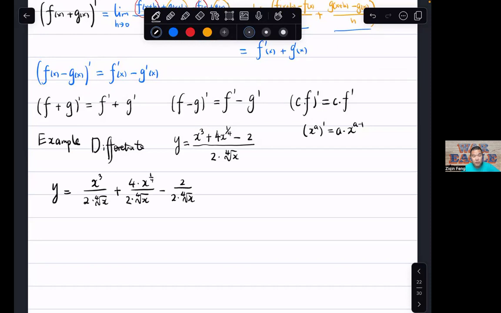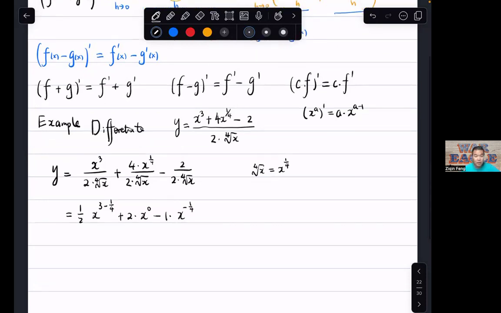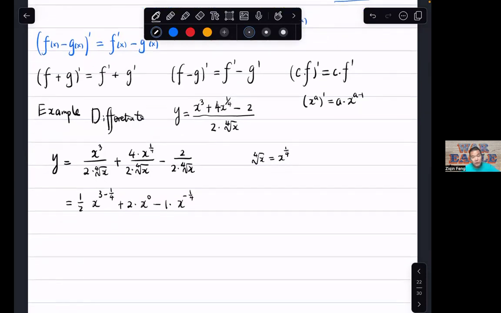We know that the fourth root of x is nothing but x to 1 over 4, right? So this is equal to 1/2 x to 3 minus 1 over 4 plus 2 times x to 0, and we know that x to 0 is 1, minus 1 times x to negative 1 over 4, right? So we have a sum or difference of constant function, power function with a multiple, right?